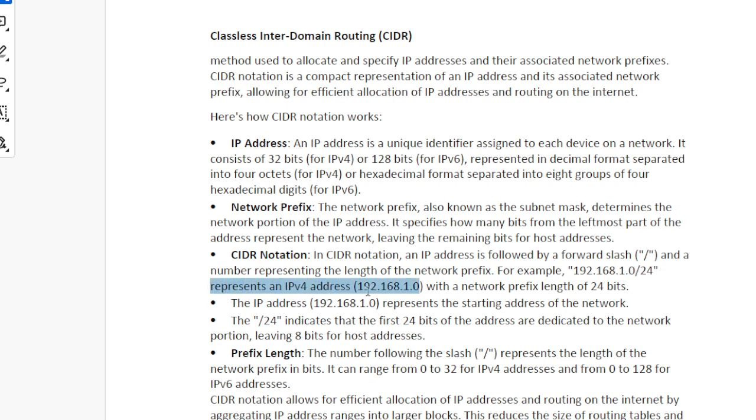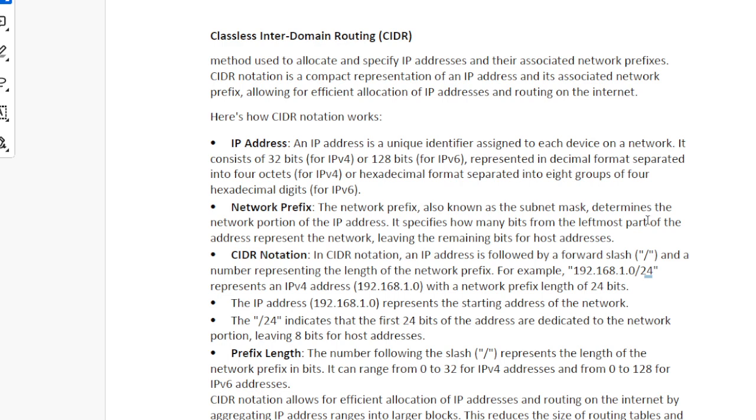Represents an IPv4 address 192.168.0.1.0 with a network prefix length of 24. So this 24 was here, okay? This 24 is actually 24 bits. So you got 24 subnet mask bits from those 32 bits, and they are fixed, so they won't be changed. Anything after that 24 bits, which are 8 remaining bits, could be changed.